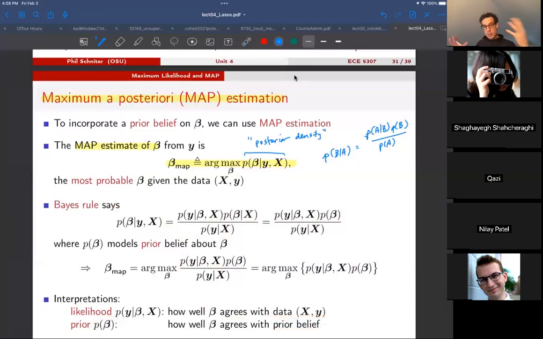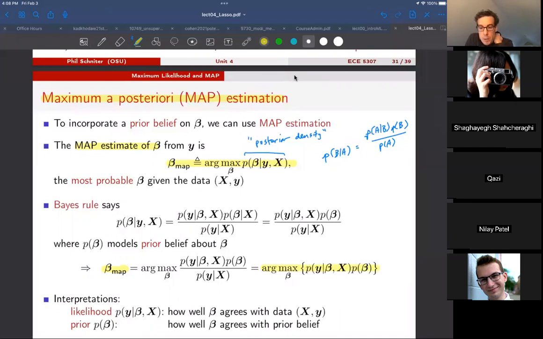Okay, so this allows us to go beyond ML and bring in additional knowledge that we may have had about our parameters beta even before we collected any data. Highlight this. And in just a moment, we'll see that this is in fact one way to think of what we've been doing when we do regularized least squares, like Lasso and Ridge. Those are just instances of MAP. Before we go there, are there any questions on anything so far?